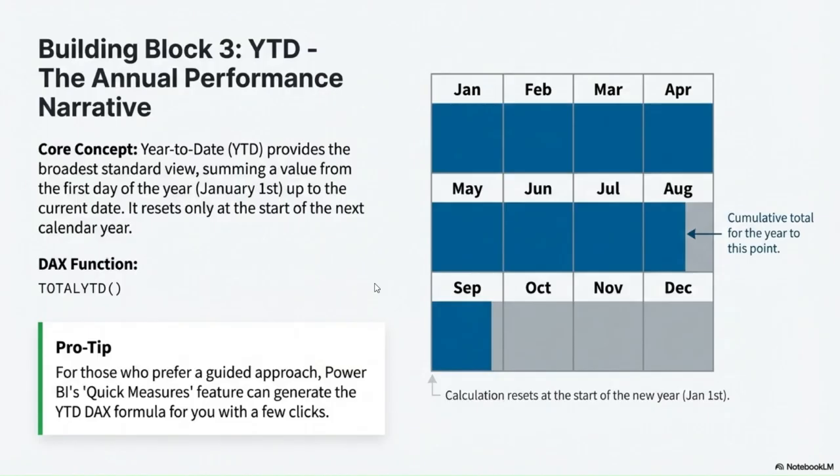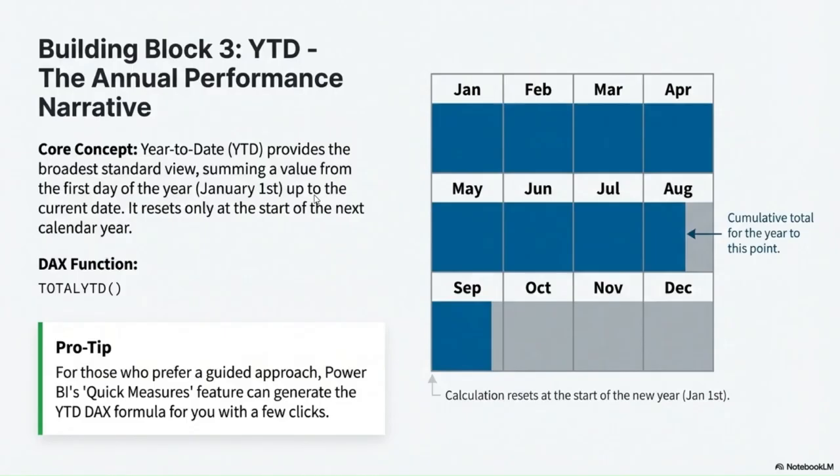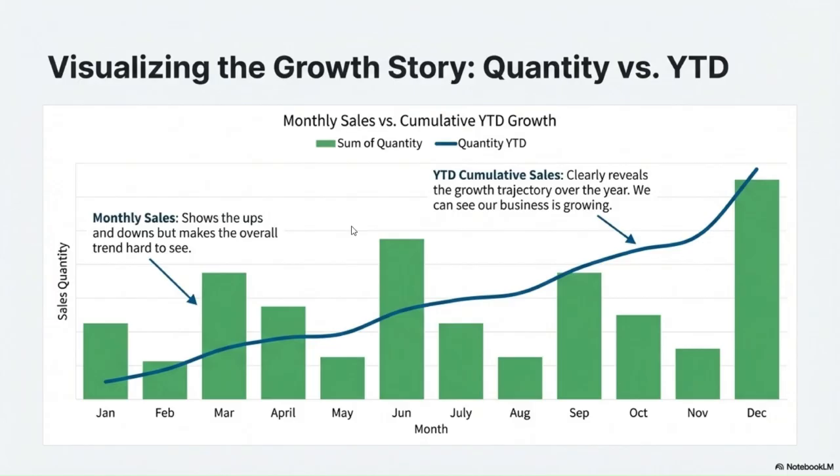What is YTD? YTD stands for year to date. It calculates total values from the beginning of the year up to today's date. This is one of the most commonly used metrics in business dashboards. YTD is calculated using TOTALYTD, sum of sales amount. This function automatically respects your boundaries and resets every new year.